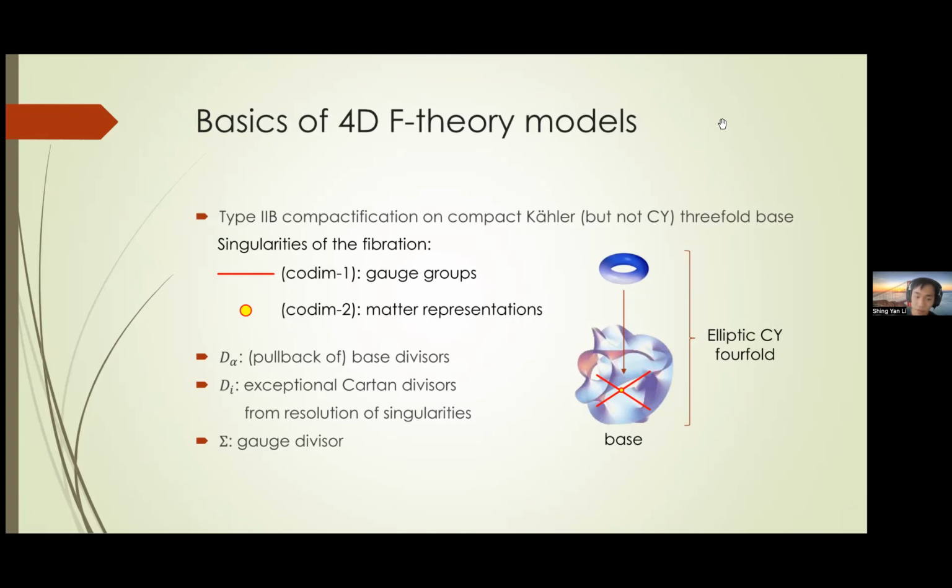First of all, we need something called D_alpha. D_alpha stands for taking a divisor on the base and pulling it back to the whole elliptic fibration. The second one is D_i. We have singularities on some locus, and we need to resolve them by blowing up. By blowing up, we get some additional divisors, which we call exceptional Cartan divisors. It's known that the intersection structure resembles the Dynkin diagram of the gauge group, so the structure of these Cartan divisors exactly tells you what gauge group you have. And there's a third thing called sigma. Sigma is simply the divisor that supports a given gauge group.